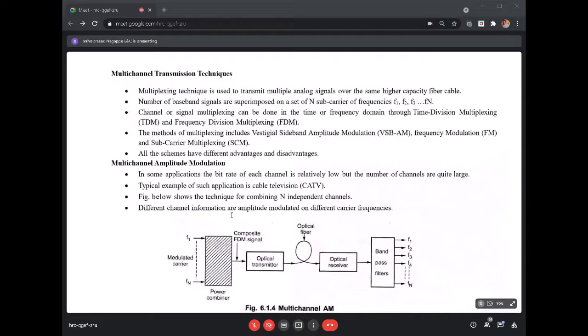Next come the multi-channel transmission system techniques. What is multi-channel transmission technique? Can you tell me what is multi-channel?